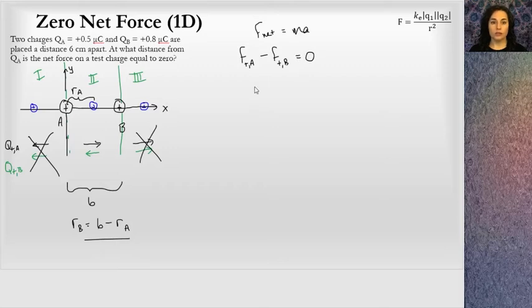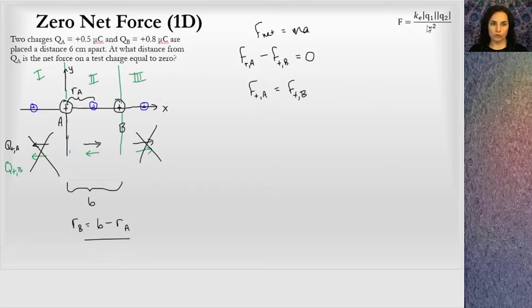And so very intuitively, we're going to get the force on the positive test charge from A has to equal the magnitude of the force on the positive test charge from B. So let's plug in what we know.